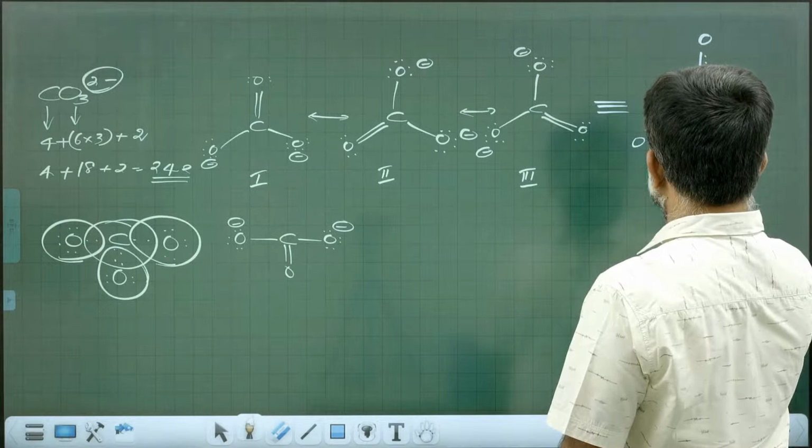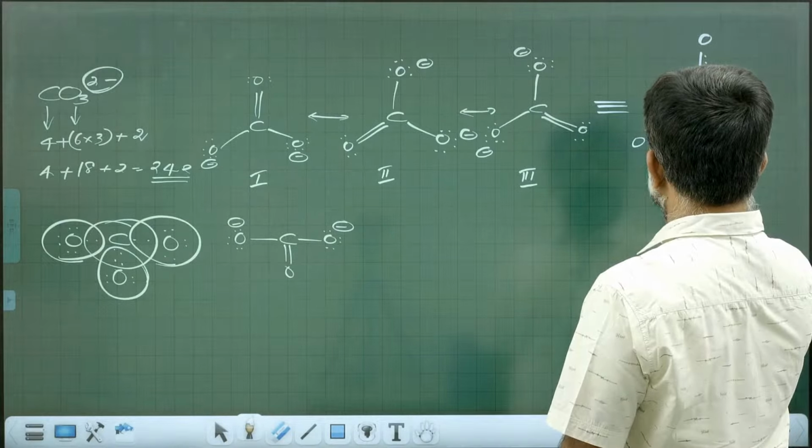So where is the double bond? Is it here or here? The double bond is uniformly distributed across all the carbon-carbon, all six carbon atoms.